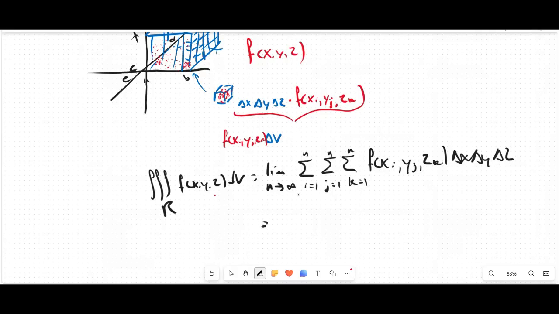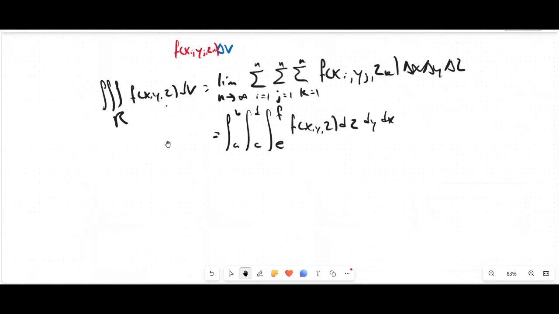And then this comes out to be, if this limit exists, the integral from a to b, the integral from c to d, the integral from e to f of the function, where we first integrate with respect to z, then y, and then x. And this is Fubini's theorem again, but now we're in 3 dimensions.